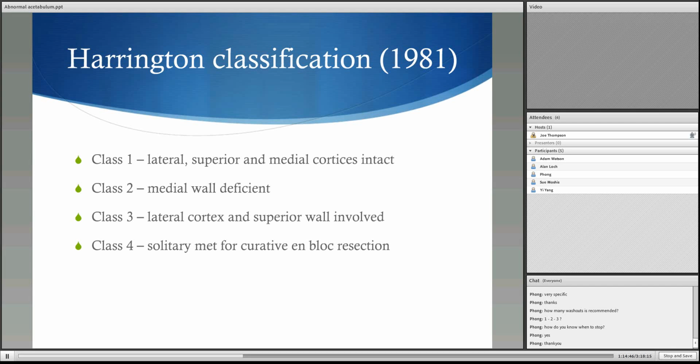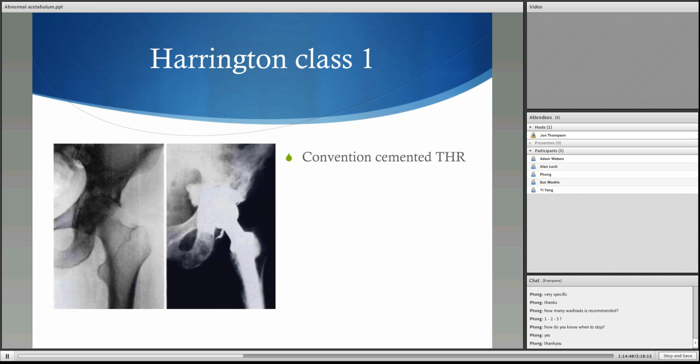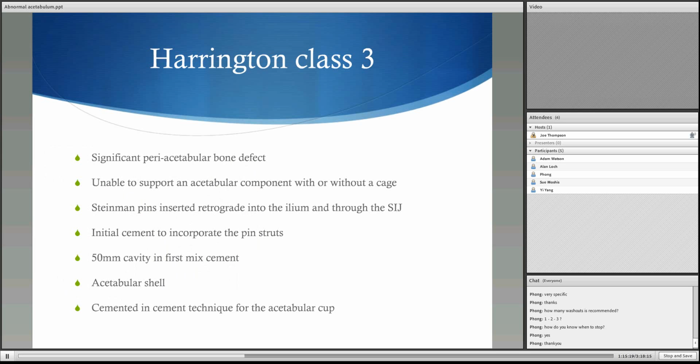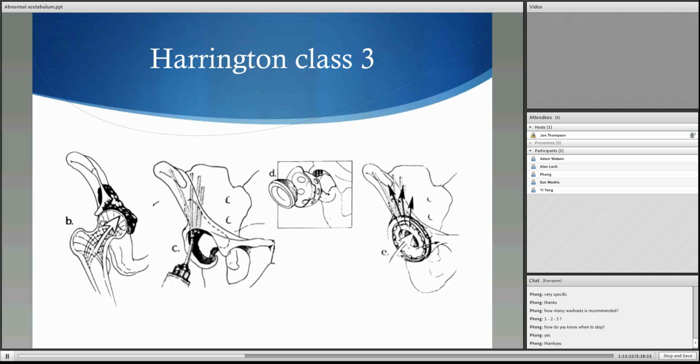But in acetabular lesions, the reconstruction is quite a lot more difficult. Harrington described in his paper in 1981 4 classes of involvement of the acetabulum. Class 1, essentially all the walls of the acetabulum are intact, and there is only a minor defect as a result of the metastatic disease. In class 2, there's a medial wall defect, and in class 3, the lateral wall, the superior wall, and the medial wall are deficient. Class 4, which is really not a logical step, is a lesion where you can treat with a curative intent with an en bloc resection.